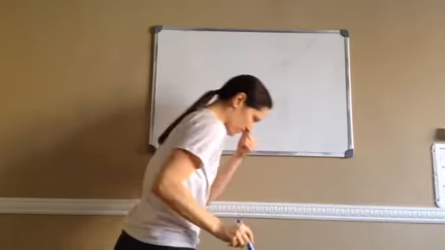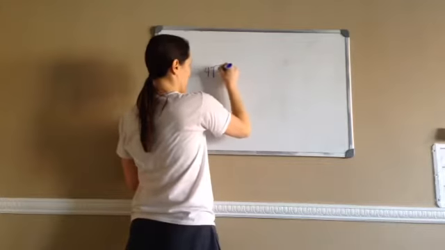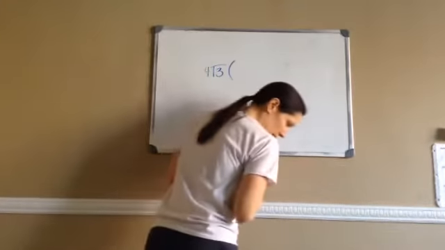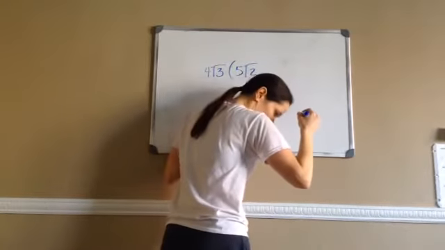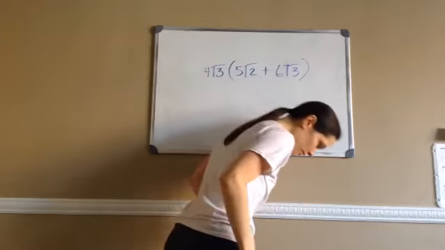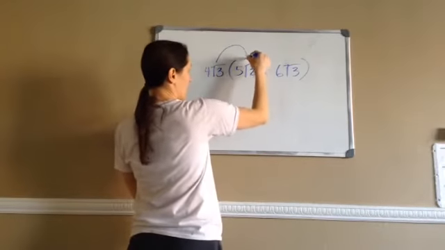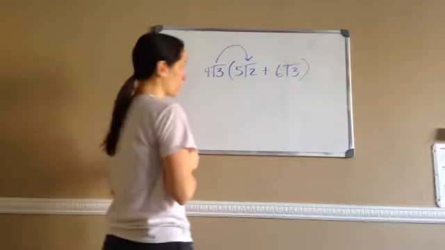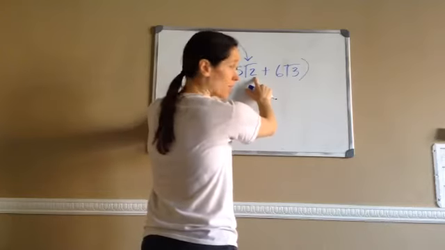Okay, let's do another one. Now this one looks confusing, but it's really not. You have to see this as a distributive property problem. Now remember, this is times this. And whenever you're multiplying them, you multiply the numbers, then you multiply the square roots.